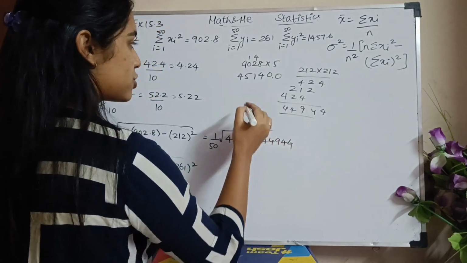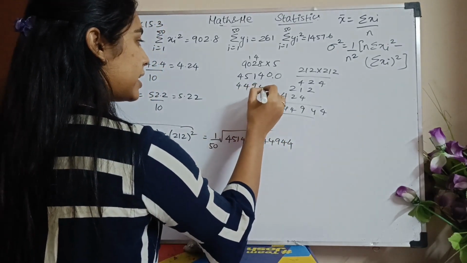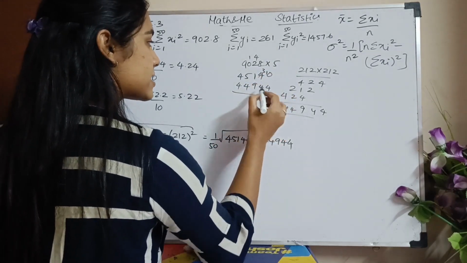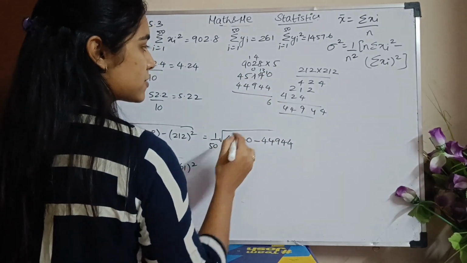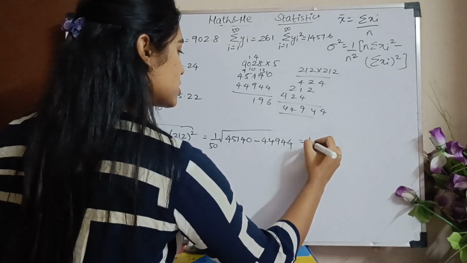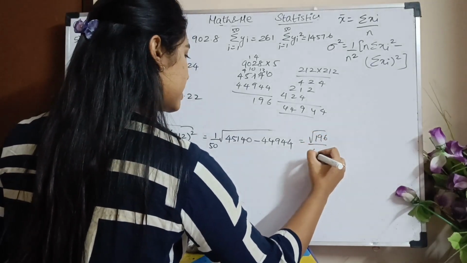What happens when I subtract these two values? 45140 minus 44944. So I'm borrowing, 13 minus 4 is 9. I'm again borrowing, 10 minus 9 is 1. So this will be square root of 196 divided by 50.